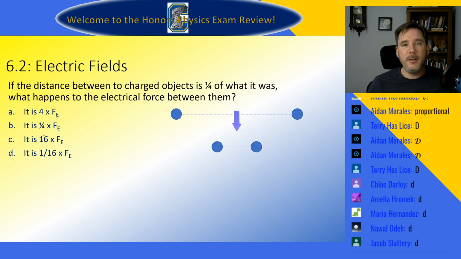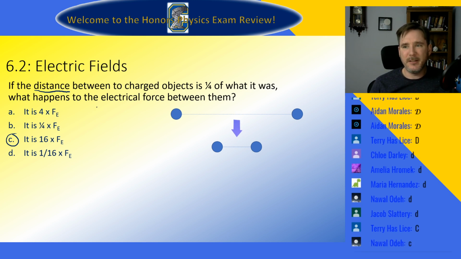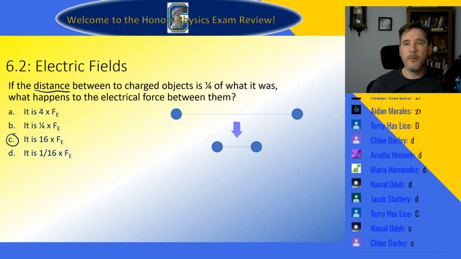If the distance between the charges is 1/4 of what it was, what's going to happen to the electrical force between them? Still talking distance, but now it's 1/4. Just to stick to the theme of 4s. Yes, very good. It will be C, because again, we're talking about distance. And so we have to do the inverse square. So 1 over 4 becomes 4 over 1, and then you square it. Wonderful. You guys are awesome at this, I think.